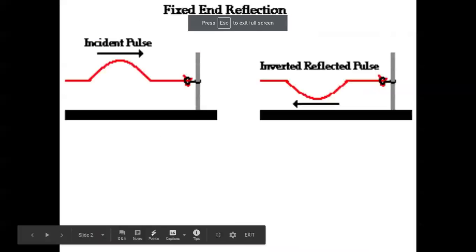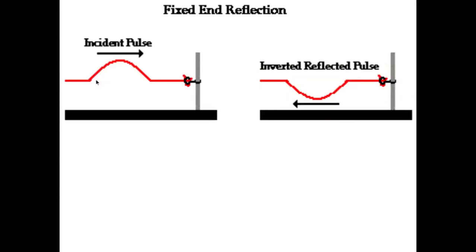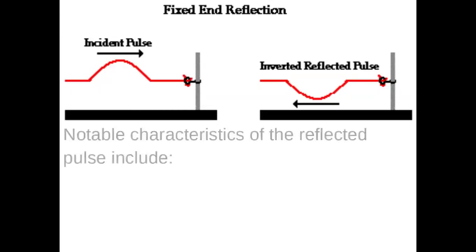So let's come back to here and continue with this. Here is the picture again. We send an incident pulse, that's the incoming pulse. Let's say we send a crest in, it gets inverted when it gets reflected. So a crest would get reflected as a trough, and a trough would have been reflected as a crest.